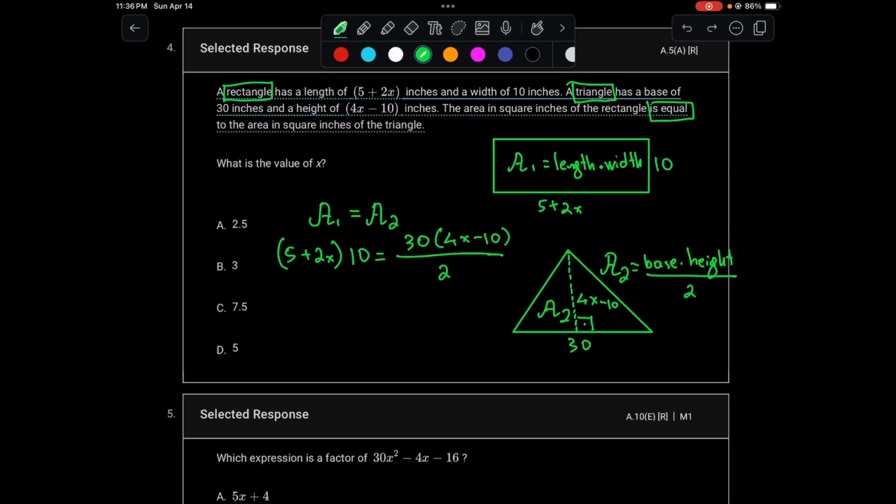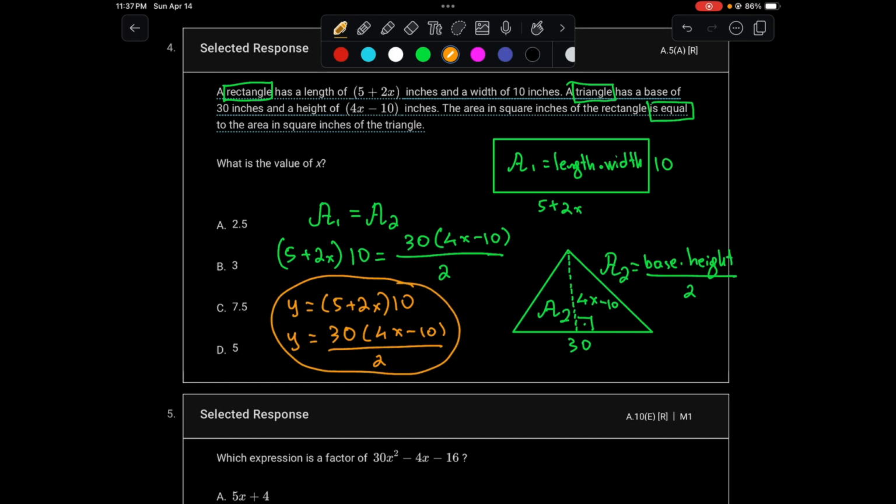The way we're gonna use the calculator, we're gonna convert this equation into a system of equations. So we're gonna have y equals the left hand side, 5 plus 2x times 10. Then y equals the right hand side, 30x minus 10 over 2. And this is what we're gonna put on the calculator. And to solve that system, we'll see where the intersection is. Each one of those is a line, and we'll see where the intersection is.